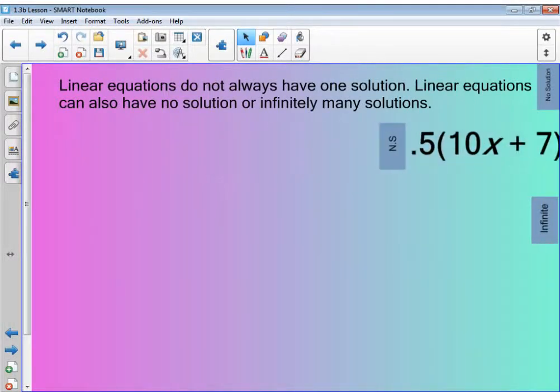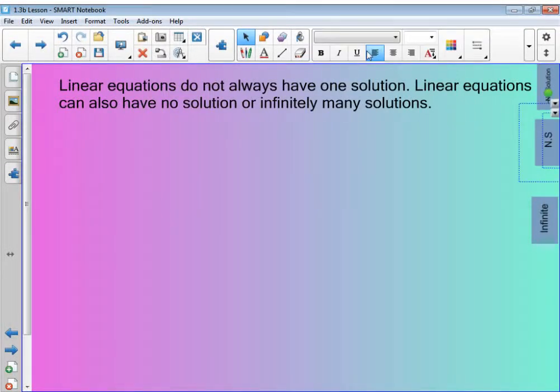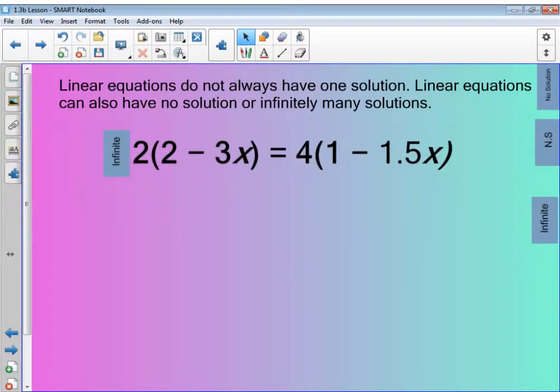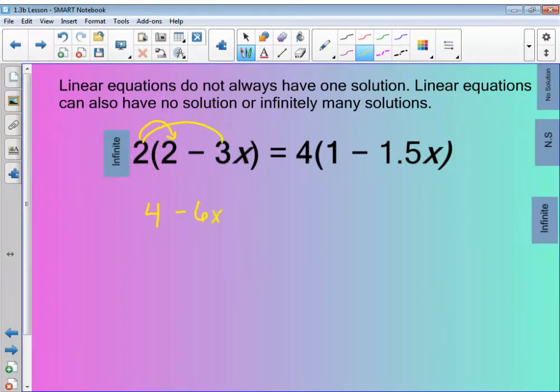Now, keep in mind as we're working through these in the book, sometimes you're going to have what you've been working, where you do have a solution to the problem, okay? So it's just in that final step that you're making that decision. Okay, so I'm going to go ahead and do my distributive property. 4 minus 6 with my x is equal to 4 minus 4 times 1.5 is 6x, okay?